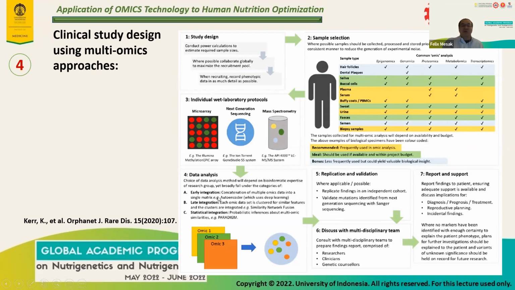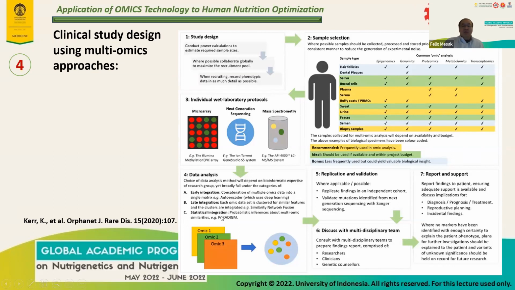So how to run an early integration, concatenation of multi-omics data into a single matrix. For example, one of the platform software uses deep learning called autoencoder, or late integration. When you analyze each of those data sets and cluster for similar features, and the clusters are integrated. So for example, similarity network fusion. I think you would remember the previous slides.